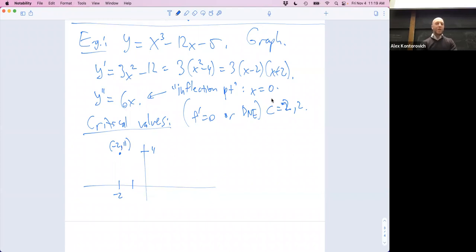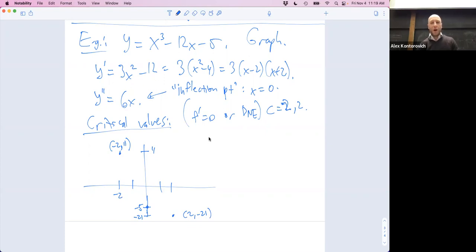Okay, how about at 0? -5. And how about at 2? 2 cubed is 8. 2 times 12 is 24, so -24. 8 minus 24 is -16. Minus 5, minus 21. Okay, that's all the way down here somewhere. So this is 2, -21. I have 3 points, and from those 3 points, I will be able to figure everything out about this graph.